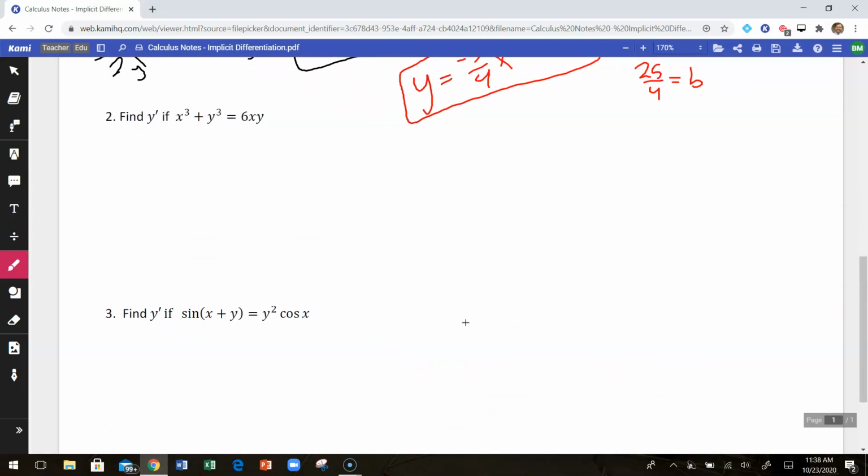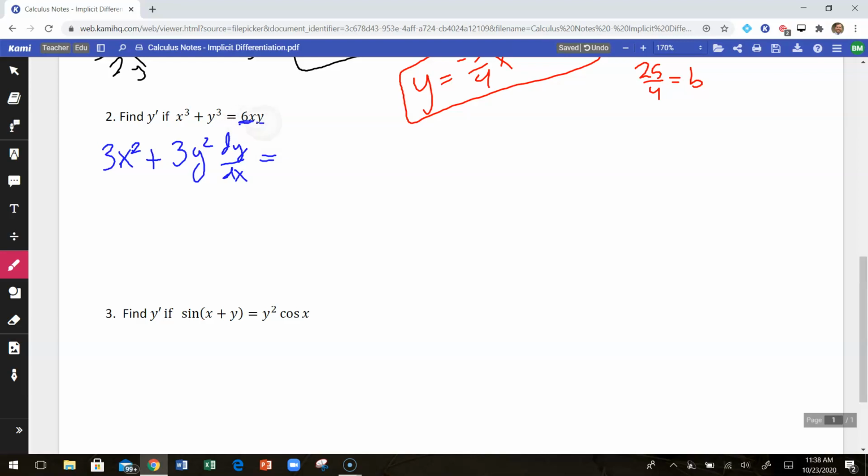For the next couple of examples, we're just going to work through finding the derivative, not the equation of the tangent line. I want to find y prime, or dy dx, however you want to look at it. So take the derivative of each term separately. x cubed gives 3x squared, plus y cubed gives 3y squared, chain on dy over dx, equals, and now the derivative of 6xy is a product.